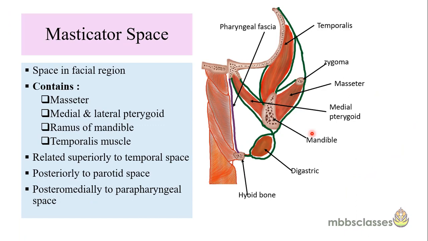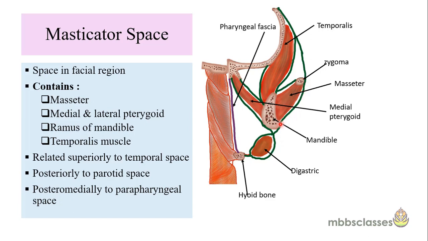Since we know that the investing layer also surrounds the muscles of mastication, it helps in the formation of certain spaces in the face. One of the spaces is the masticator space. If you see here, this is a part of the sphenoid bone. These are the lateral pterygoid plate and the medial pterygoid plate. This is the mandible. This is the zygoma.